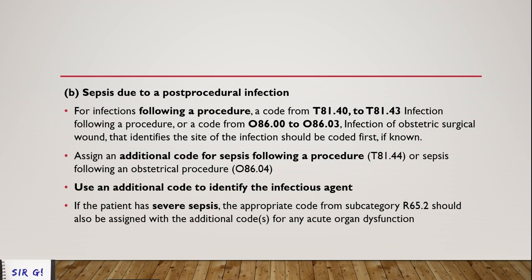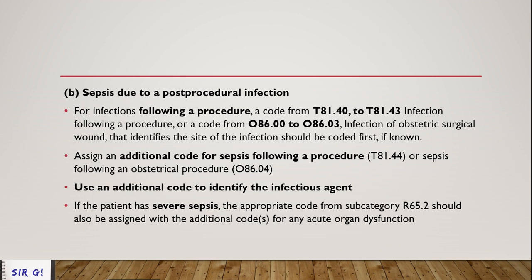If it is severe sepsis, then the appropriate code R65.2 should always be assigned. It is the same guideline, guys, as in the first discussion a while ago. Like when we have a systemic infection or sepsis, your code is A41.9, correct? And if there's severe sepsis, it should be followed by R65.2, correct? And if there's an organ dysfunction, you also need to code for the organ dysfunction.